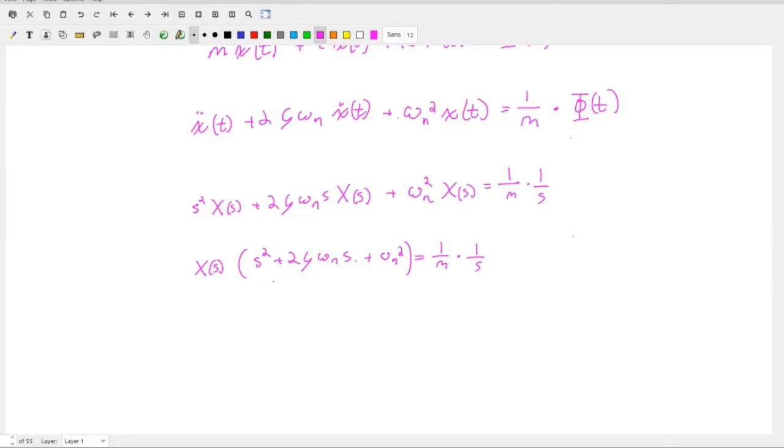Now we can multiply both sides by 1 over s squared plus 2 zeta omega n s plus omega n squared, and we end up with x of s is equal to 1 over that whole term, s squared plus 2 zeta omega n s plus omega n squared, times 1 over m times 1 over s.